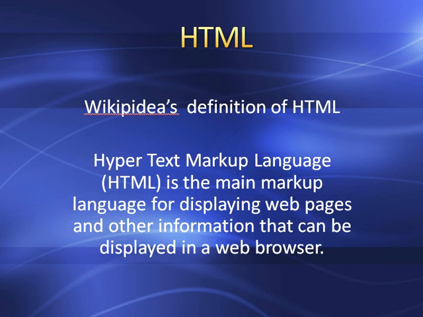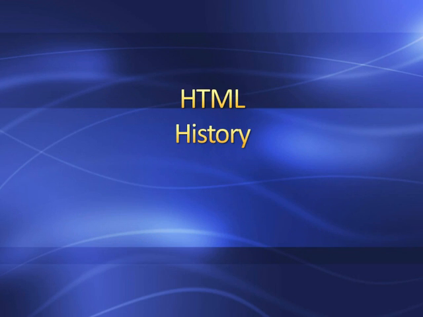Wikipedia's definition of HTML is: hypertext markup language is the main markup language for displaying web pages and other information that can be displayed in a web browser. Pretty simple. That's their definition of it. Different people say it's different things, but HTML is what everybody uses to bring up all the web pages. Now a quick history on HTML.